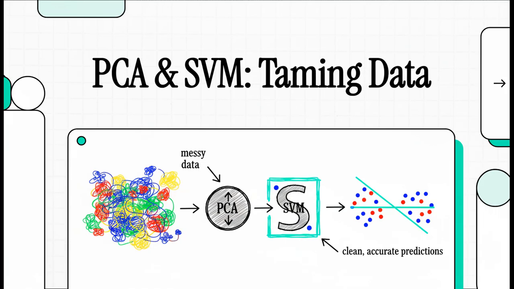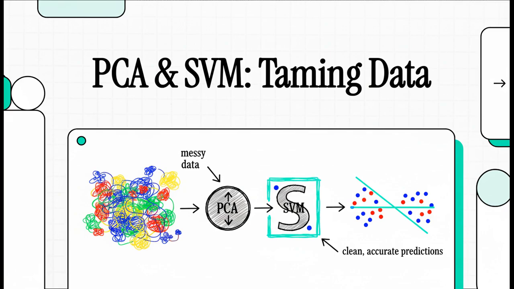Welcome to The Explainer. Today, we're talking about a real powerhouse duo in machine learning, principal component analysis and the support vector machine. We're going to look at how they team up to take a giant, tangled mess of data and turn it into clean, sharp, accurate predictions.